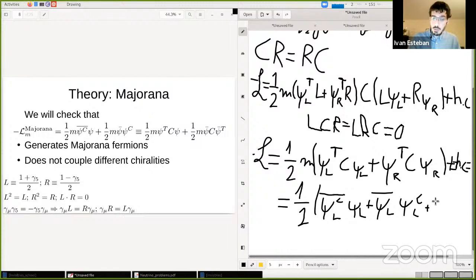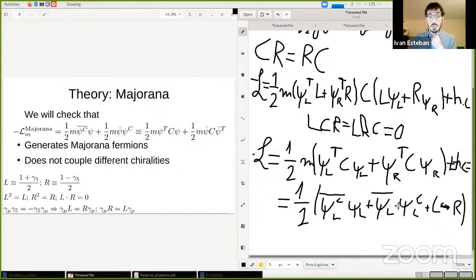Plus the same thing with left and right exchanged. So what we see here is that this Lagrangian only couples the chiralities among themselves. It does not couple the left-handed chirality with the right-handed chirality. And this will be very useful in the standard model, because in the standard model for neutrinos, we only have the left-handed chiral field to begin with.